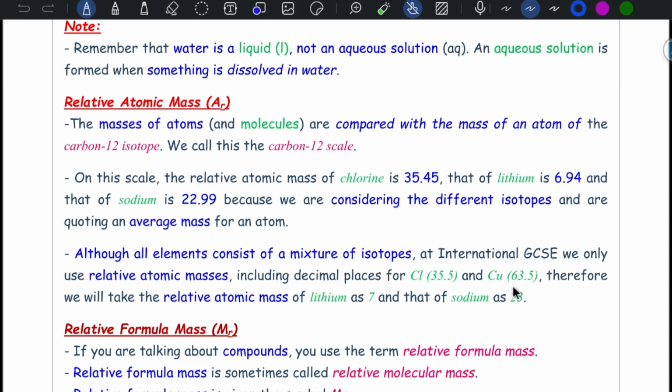Other elements are considered as whole numbers. For lithium 7, not 6.94, for sodium 23, and as I told you before, the periodic table will be provided with you in the exam.